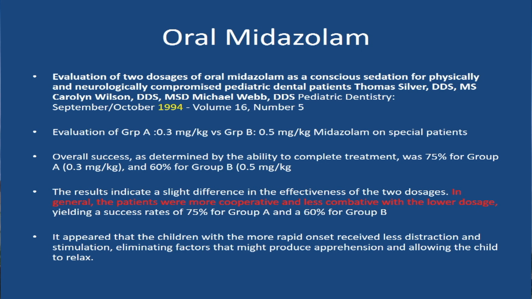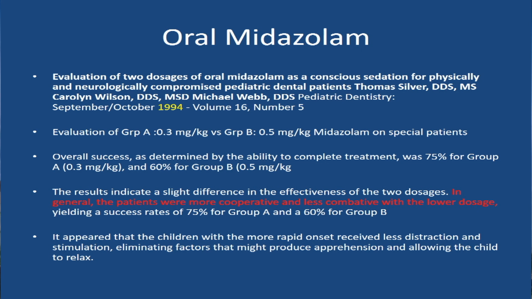They did an evaluation of 2 doses of oral midazolam as a conscious sedation agent for physically and neurologically compromised pediatric dental patients, Dr. Silver and Dr. Wilson, Dr. Webb, pediatric dentistry, and this was in 1994, back when we were empirically discovering proper dosages. And the dose of Group A, which was 0.3, versus Group B, 0.5, on special patients. The overall success is determined by the ability to complete treatment with 75% for Group A, that's the 0.3 milligram group, and 60% for Group B, which is the 0.5 milligrams per kilo.